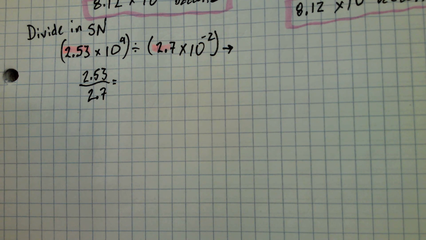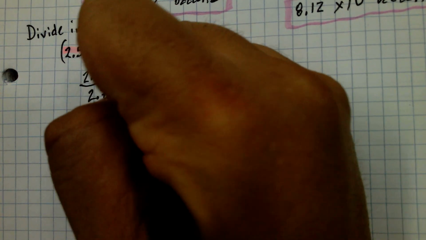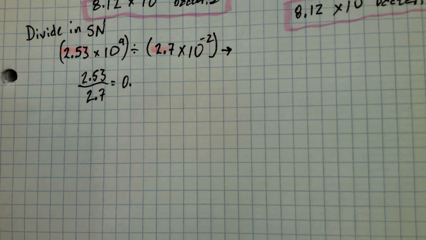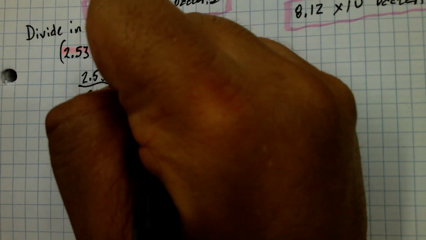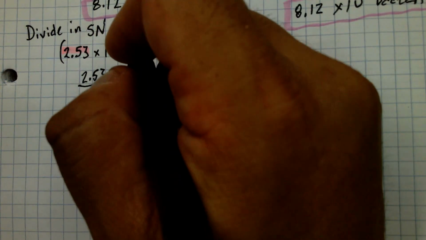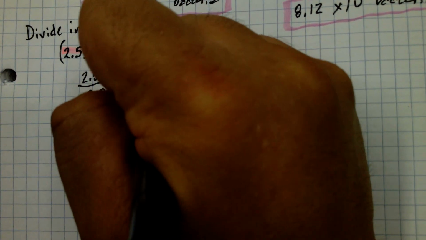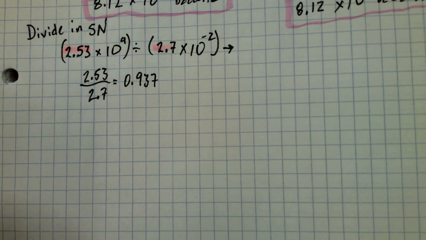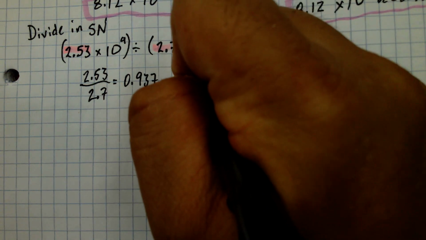It's a long one, isn't it? 0.937. It's repeating, I guess. Let's just stop it there at 0.937. We have to fix this. But while we're at it, let's go ahead and do this.